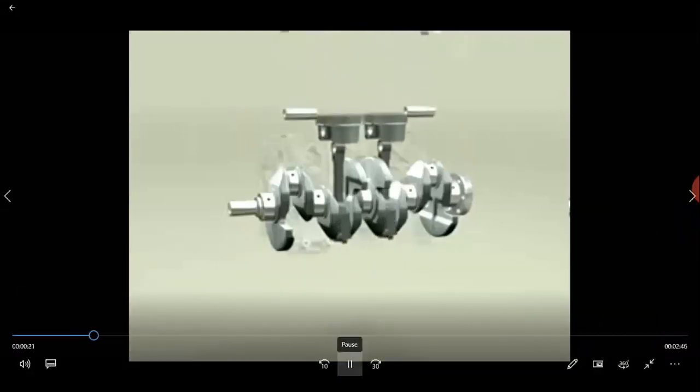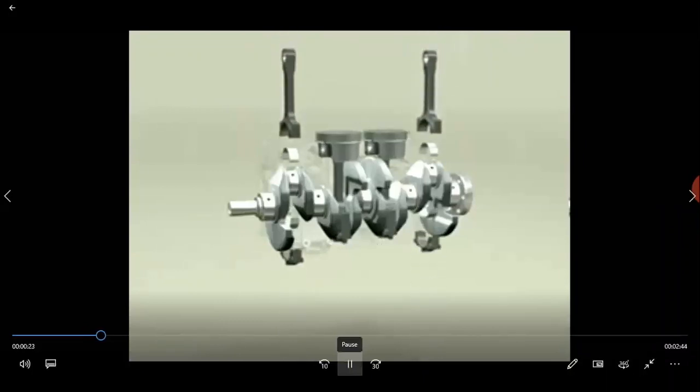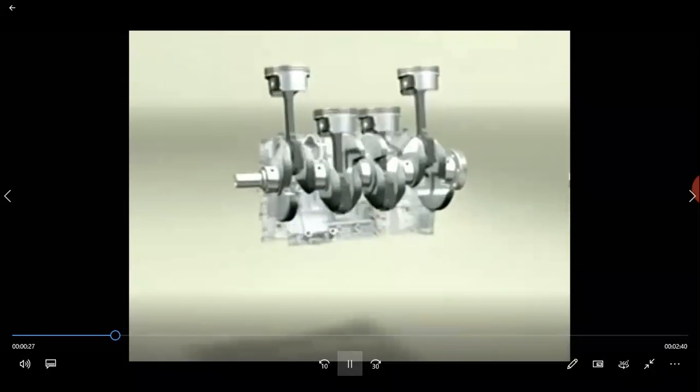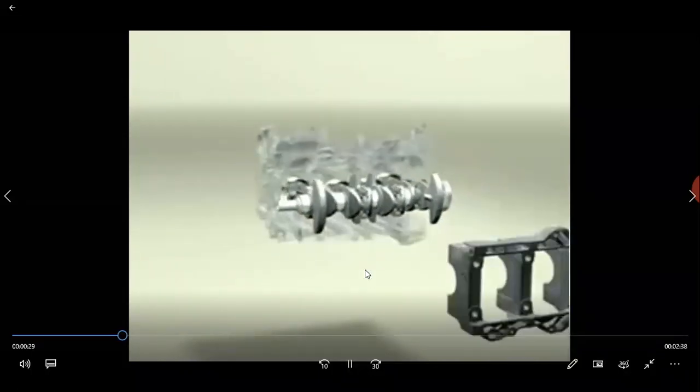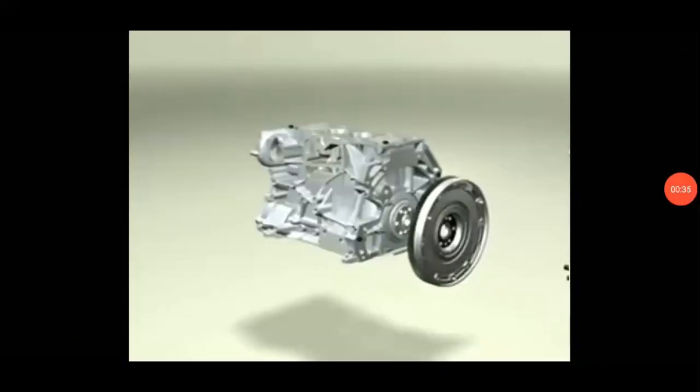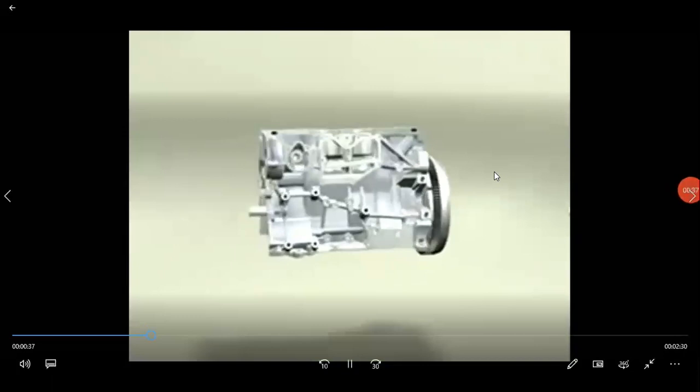This is the piston which is fitted to the crankshaft. See the arrangement. There is the crank also, the heavy part which was there. These are the gaskets and all. This is the heavy flywheel which is getting fitted here.